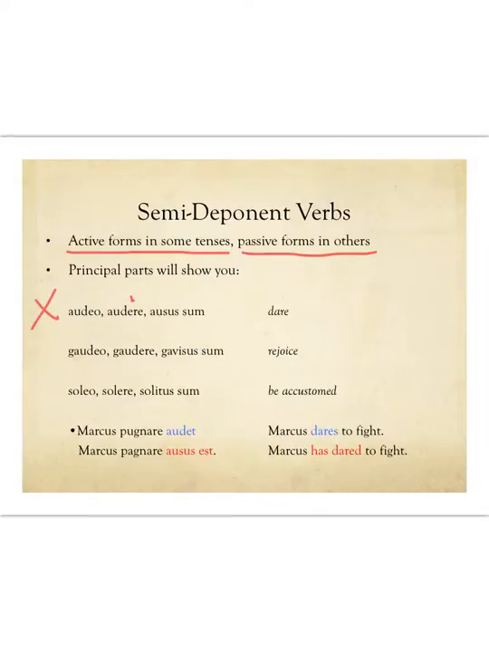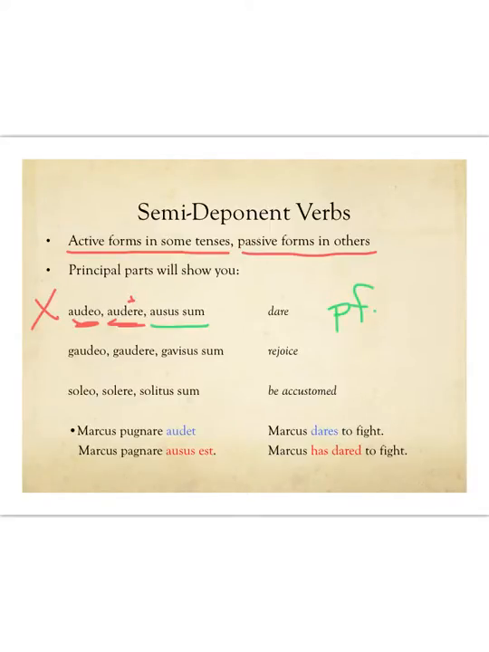Audeo, audere, ausus sum, which means to dare. You can see that this is active and this is active. So our present, future, and imperfect are all going to have active forms, but you can also see ausus sum means our perfect forms, the perfect, the pluperfect, and future perfect will all be passive.